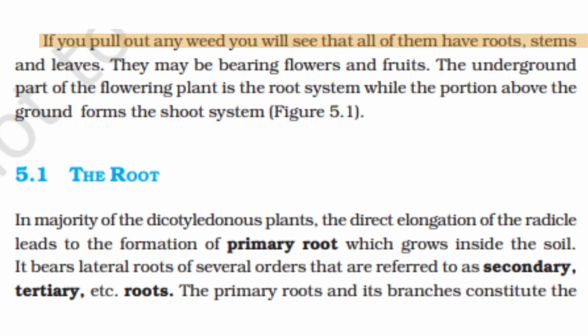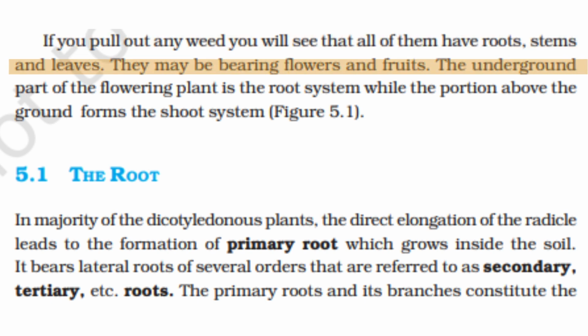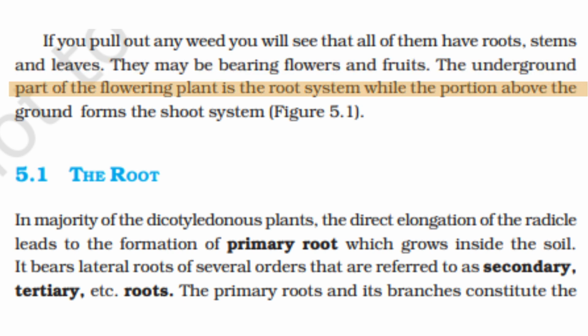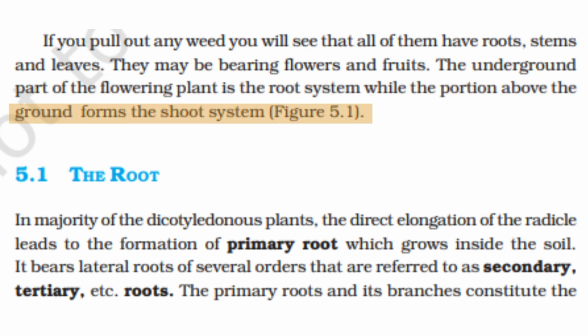If you pull out any weed, you will see that all of them have roots, stems, and leaves. They may be bearing flowers and fruits. The underground part of the flowering plant is the root system, while the portion above the ground forms the shoot system. Figure 5.1.